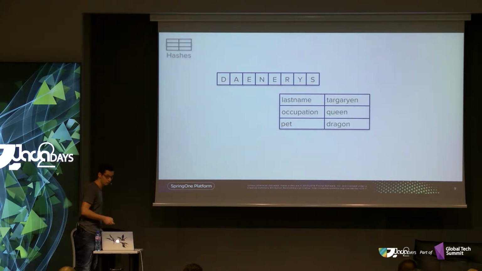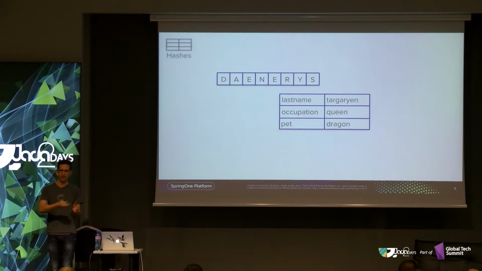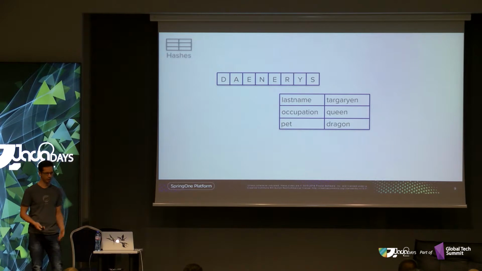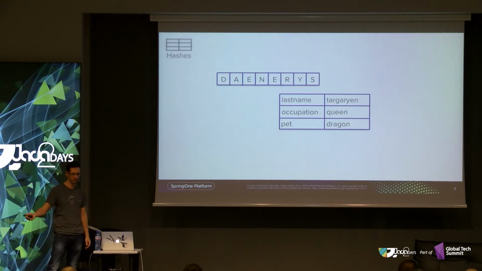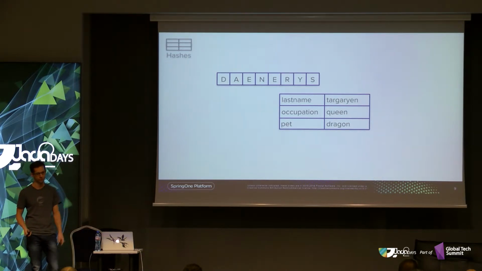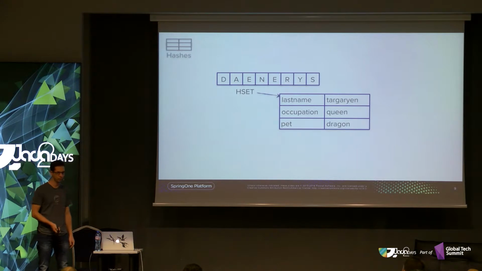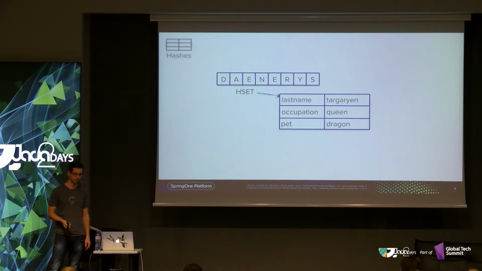Okay, Redis also got hashes, and here we got Daenerys. This is a hash inside a hash structure, if you want to see it that way. And we got key value pairs in there. So this is Daenerys Targaryen. She's a queen, obviously, and she has a dragon, or well, 3 dragons as a pet. Of course, you can set the key and value stuff in there.